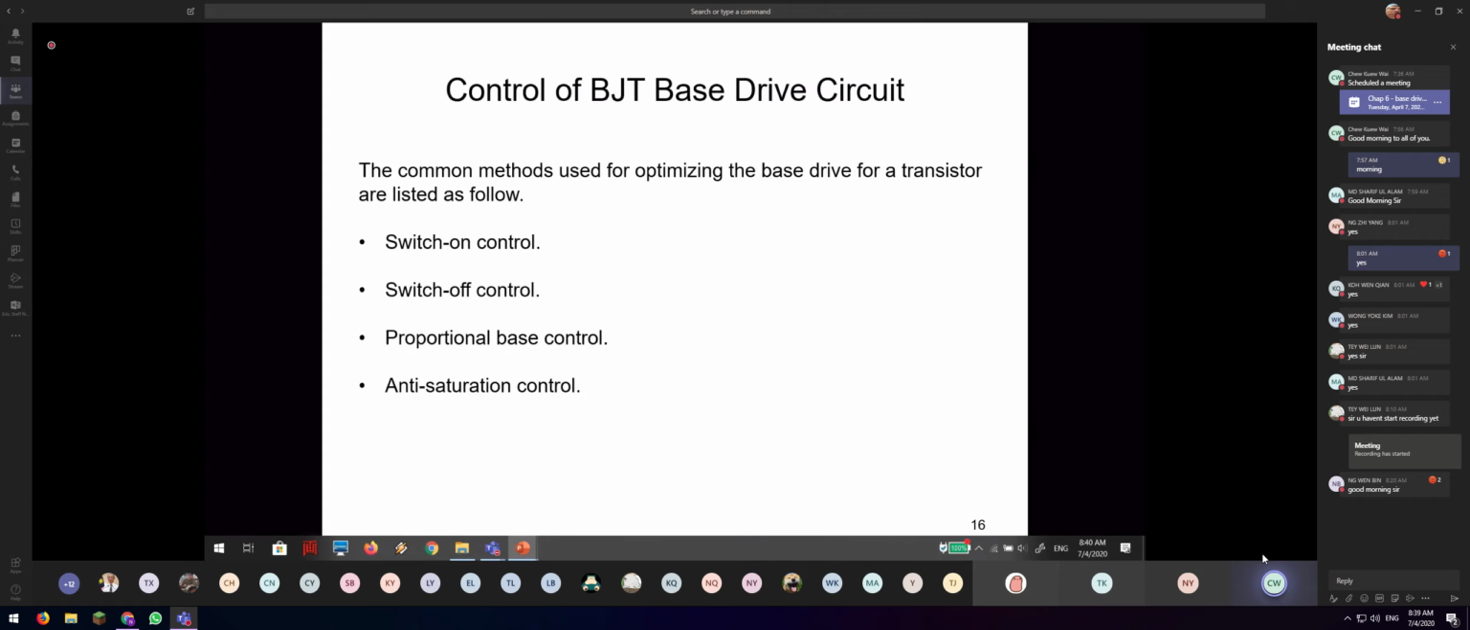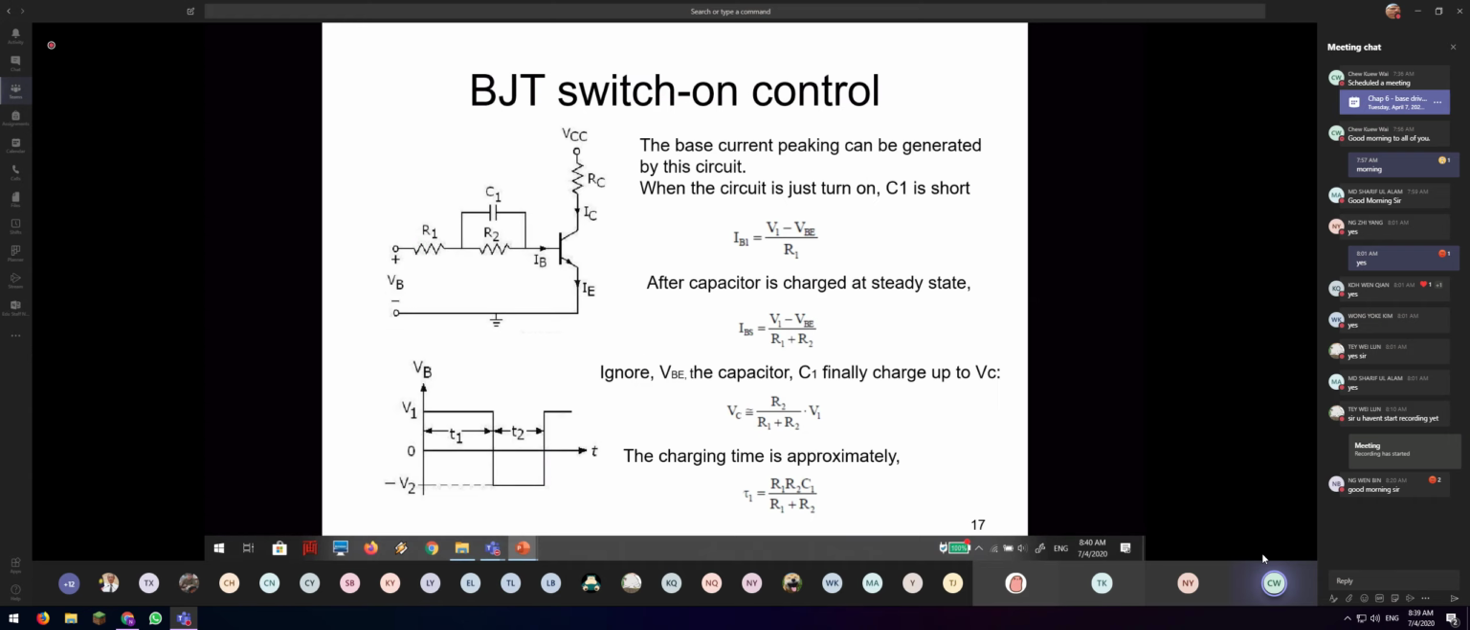So we need to control the BJT: switch on and switch off, proportional base control, anti-saturation control. This is the behavior that you need to take into consideration. This one is the on circuit. Let's keep the on circuit simple, because they work at a very fast speed.